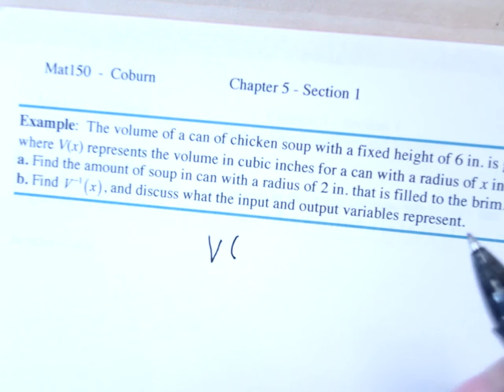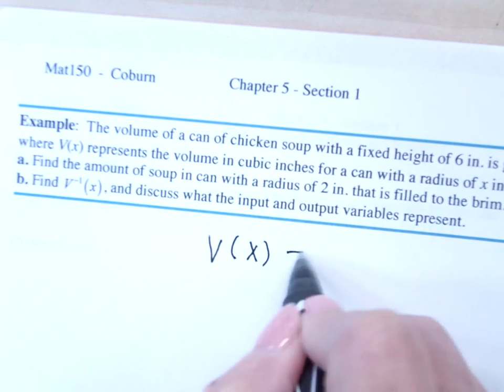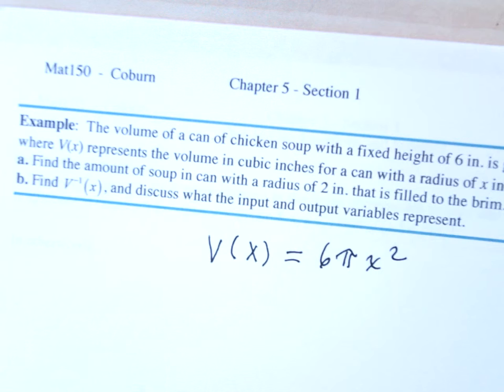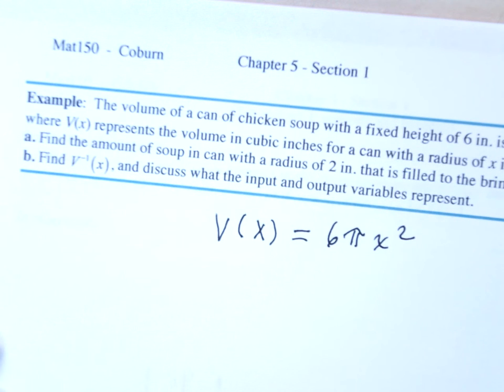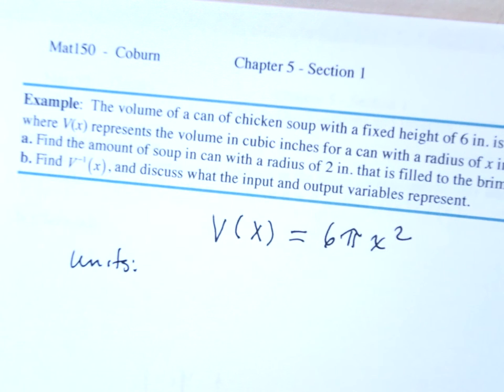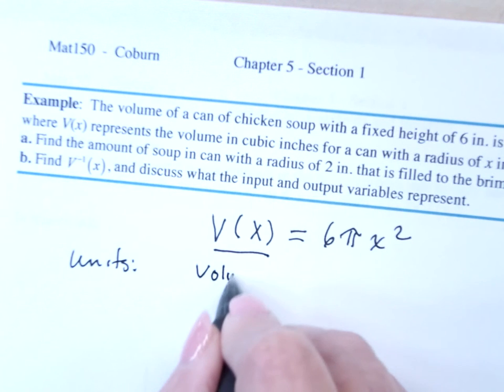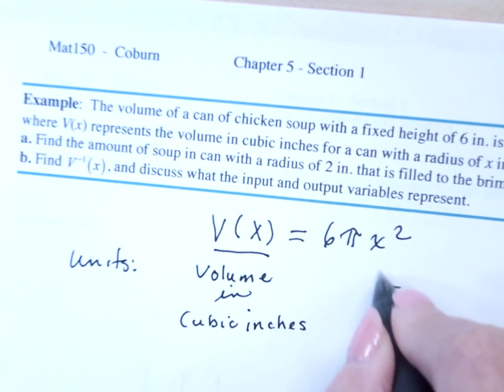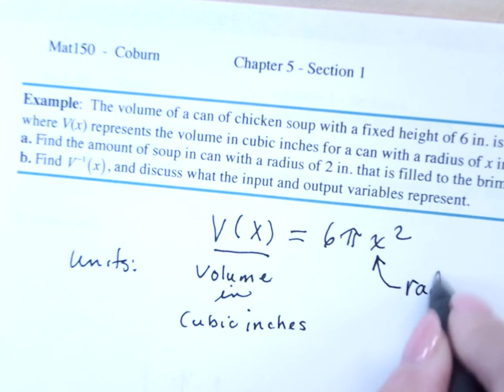That means that we have V of x equals 6 pi x squared. Now, what we need to understand are what the units or variables are. This guy is volume in cubic inches. And this guy is going to be the radius, and that's also going to be in inches.